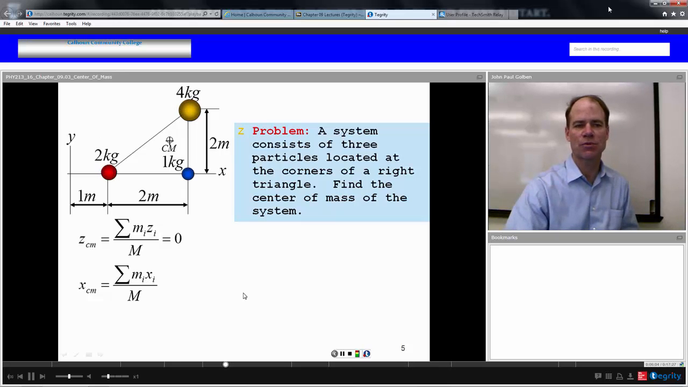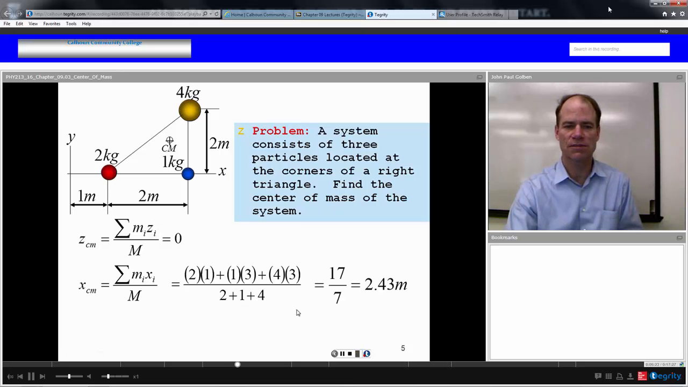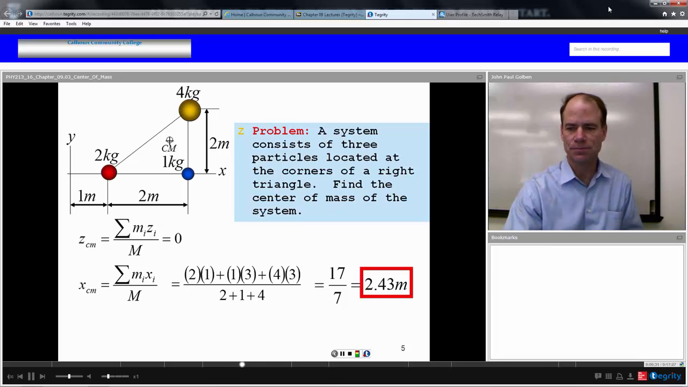So we have mass 1, which is 2, located at x equal 1. We have mass 2, which is 1, located at x equal 3. And then we have mass m3, which is 4 kilograms, located also at x equal 3. So 2 times 1 plus 1 times 3 plus 4 times 3 over the total mass, which is 7 kilograms. That's going to be 17 divided by 7, or 2.43. So somewhere on this line, where x is equal to 2.43, is our center of mass.